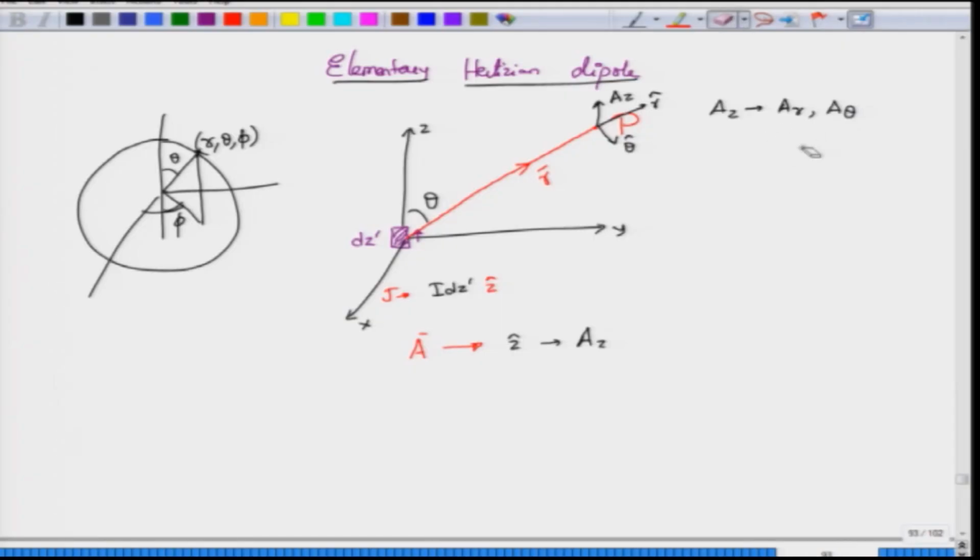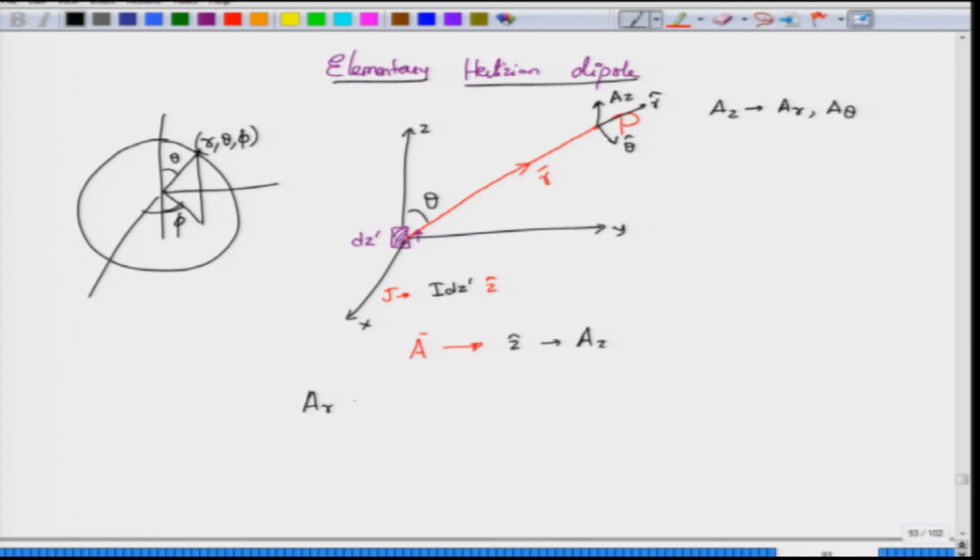So, as you move away, do you see any change in the current? You do not see any change in the current; it would essentially remain the same, it is uniformly distributed. Therefore, moving around in the circles will not change anything. So, there is no A phi component. So, luckily what we have is only Az, which we will have in terms of Ar and A theta.